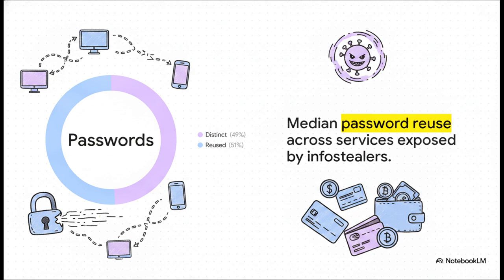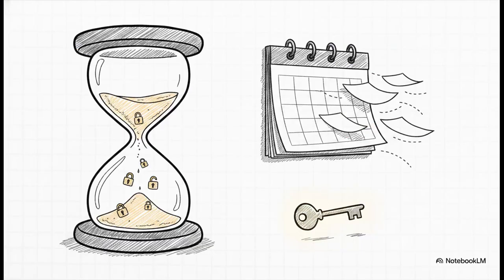According to Verizon's 2025 Data Breach Investigations report, in the median case of Infostealer data, only 49% of an infected user's passwords were actually distinct. 51% were reused. And because of this massive password reuse, a single isolated device infection can suddenly expose multiple online banking, crypto, and corporate accounts all simultaneously. It spreads like wildfire.